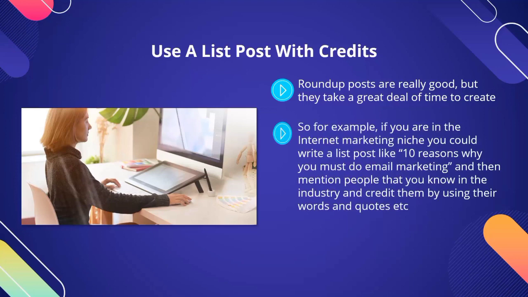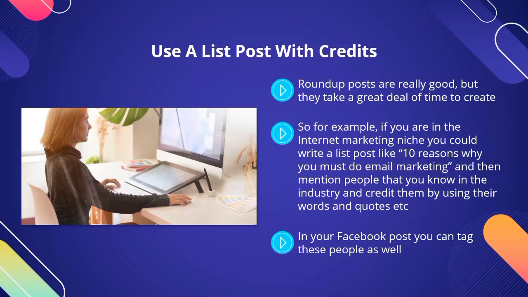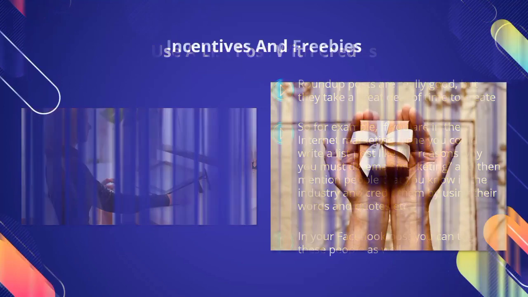So for example, if you are in the internet marketing niche, you could write a list post like 10 reasons why you must do email marketing, and then mention people that you know in the industry and credit them by using their words and quotes, etc. In your Facebook post, you can tag these people as well. Also, contact them directly using Facebook Messenger and send them an email as well, telling them about your post and the fact that they are mentioned in it.